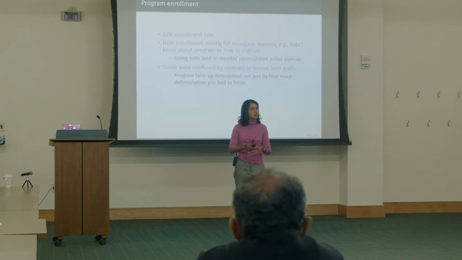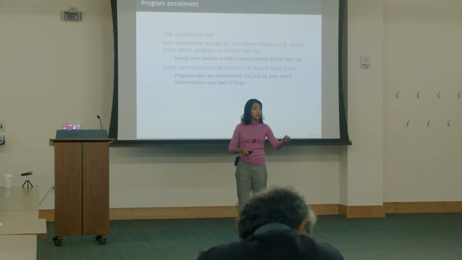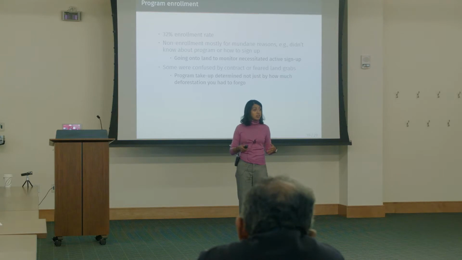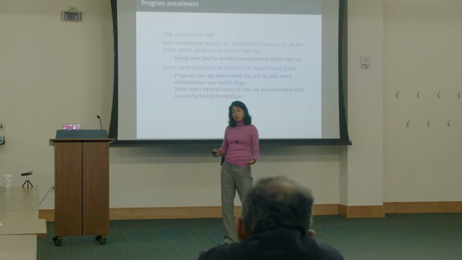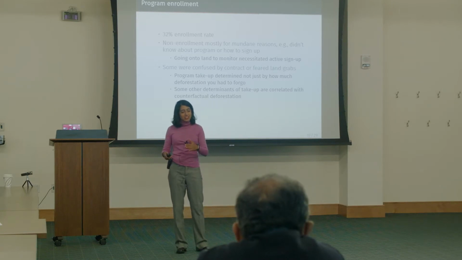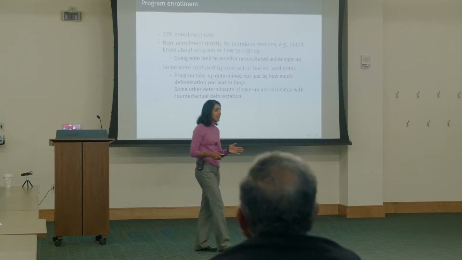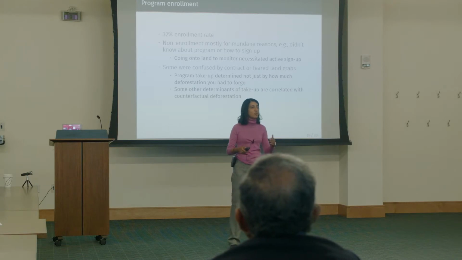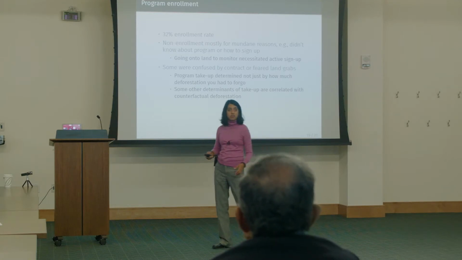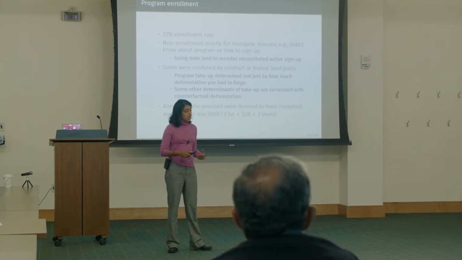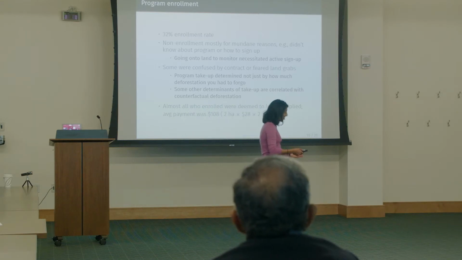That wasn't the only determinant of who signed up. There were these other factors, like, did you have the flexibility to go turn in your contract, were you familiar with contracts, were you trusting of outsiders? And so this is going to affect take-up just as much as what we would think of as the first-order economic reason. Some of these other things could happen to be correlated with your counterfactual deforestation. So additionality is going to be affected by these other factors, not in a deep sense, but because they are in fact correlated.